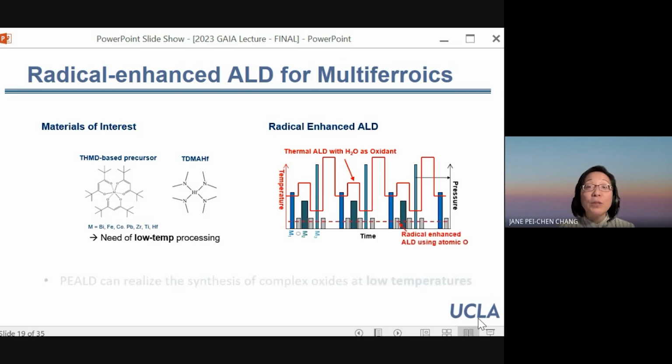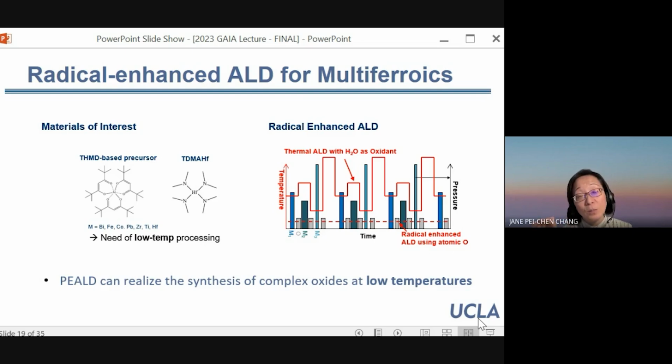So we wanted to use the plasma because we're generating these atomic oxygen species in the system that can very quickly react with organic ligands, and that allowed us to grow these complex oxides at very low temperature.